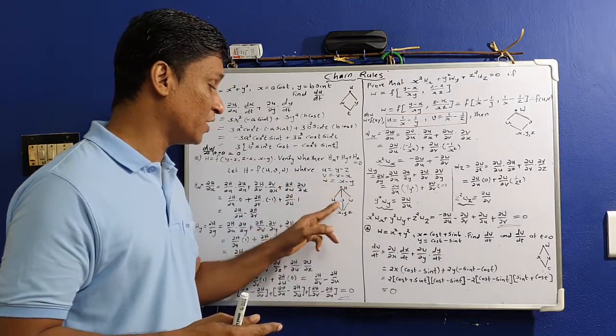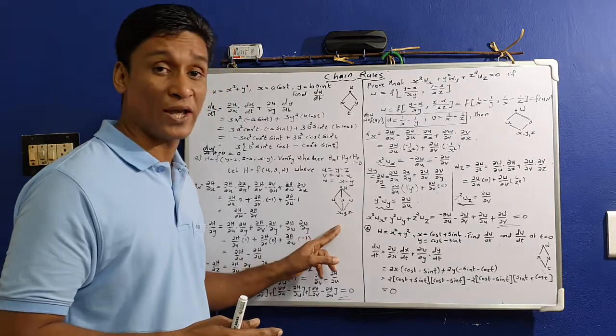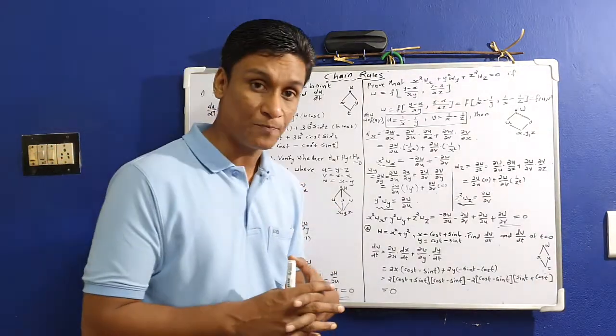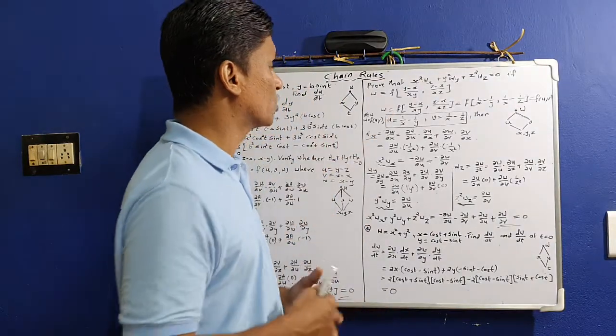H depends on u, v, w; u, v, w depend on x, y and z, so that you can apply the chain rule directly. So that is a simple problem. Now come to the third problem.